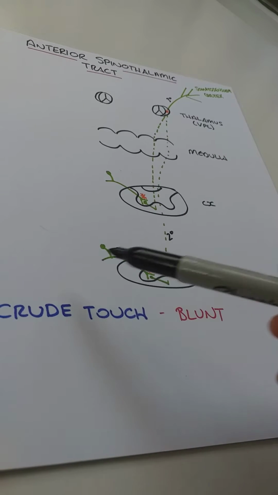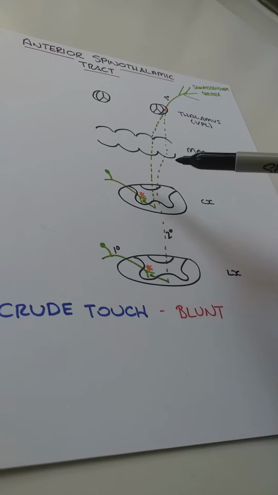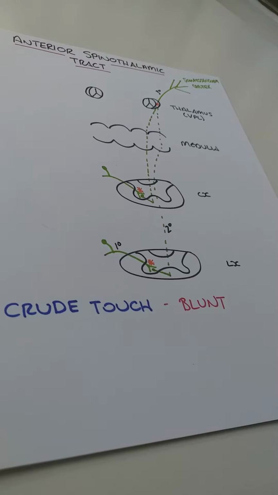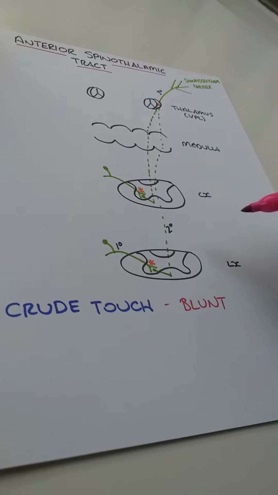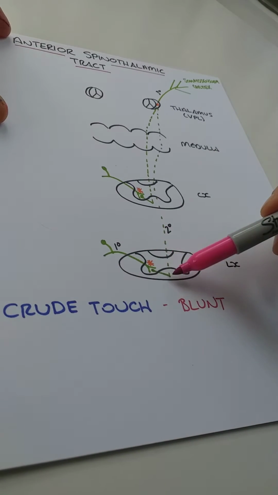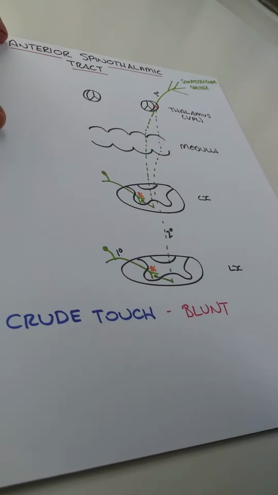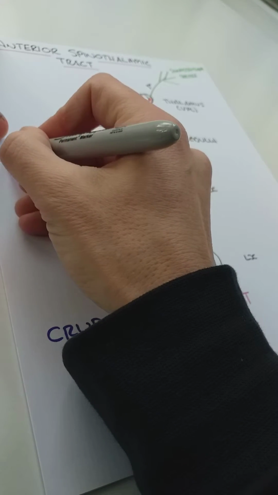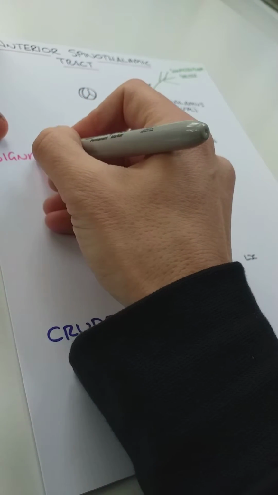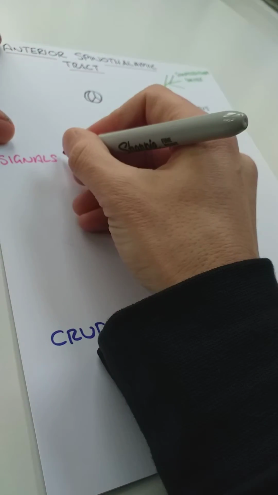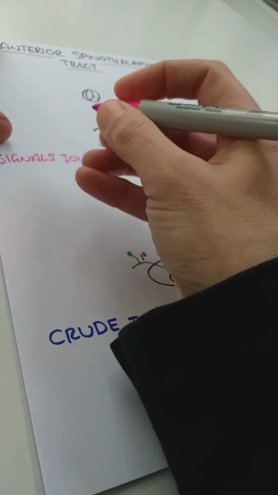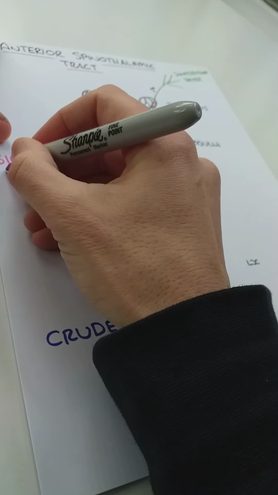Now because these are coming in decussating immediately, right? How are the signals joining? So this is the first one. This is the second one. The signals are joining medially. So the signals join medially.